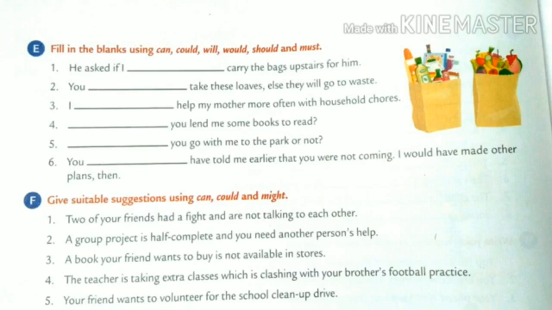Give your suggestion. What we have to do first: both of them could meet somewhere and sort out the grievances they have against each other. Then things might improve between them. If both of them could meet somewhere and sort out their grievances, then improvement might happen between them.